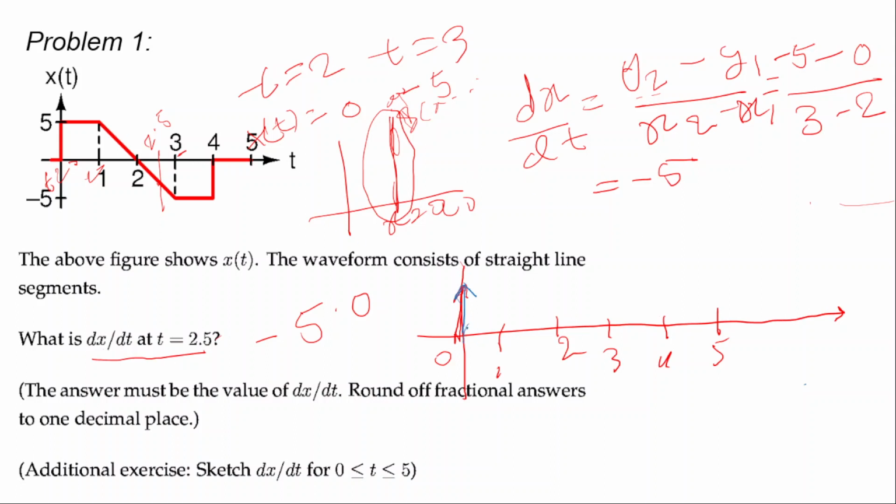After that the slope is 0. After t equals 1, the slope is negative, minus 5, so the value of dx/dt after this will be minus 5. Till t equals 3 the slope is minus 5, then again the slope is 0. Then at t equals 4, there will again be one impulse function of 5 units. So this will be the plot. Our plot will look like this.